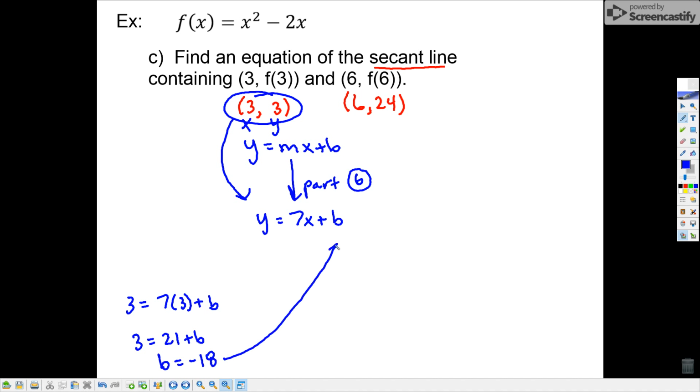So from there, we know that y equals 7x minus 18. And there's your equation of your secant line. You can double check that by plugging in 6 for x and 24 for y. So 7 times 6 minus 18 should give you 24, and it does. So there you have it, average rate of change.